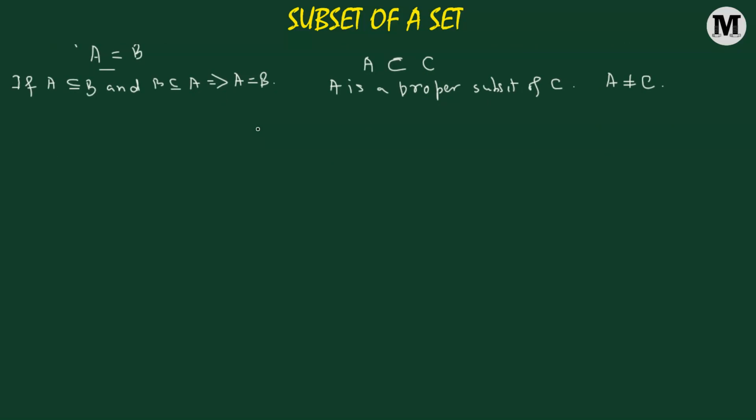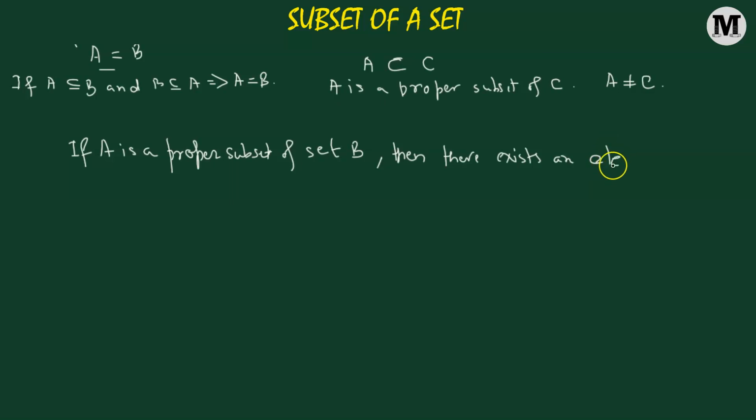So let's try to define the proper subset as well. If the set A is a proper subset of the set B, then there exists an element, let's call it x, which belongs to the second set B, such that this element x is not present in A. That's the definition. That means we can say that the cardinality of B is going to be greater than that of A. Or in other words, we can say that set A is not equal to the set B.